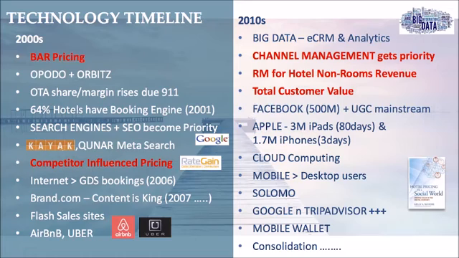Then the European Opodo and Orbitz came in. The OTA share and margin, the overall share, that means the volume that's been booked through OTAs, as well as the margin. Nowadays, I know some of us have to grapple with margins that are as high as 30%. In those early parts of 2000, the margins were much smaller.